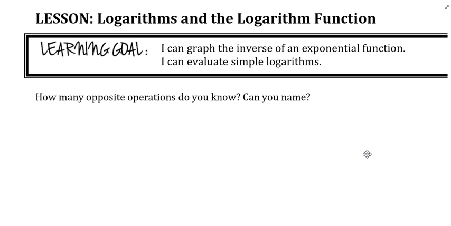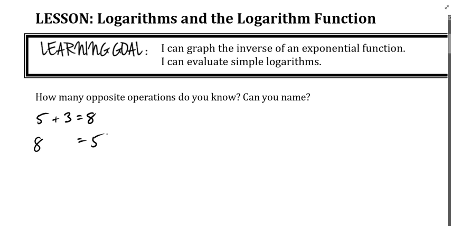So here's an example. If I can do 5 plus 3 equals 8, what are other relationships that are involved in this? So if I'm doing something to the 5 that gives me 8, what would I undo from the 8 to give me 5? This is simple. I don't know that you have to write this down. This is kind of elementary stuff. And then another relationship we could just write is 8 minus 5 equals 3.